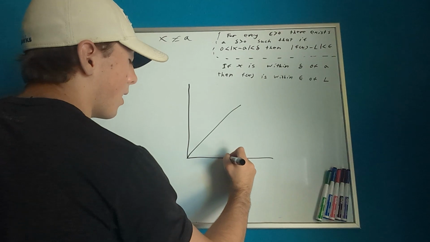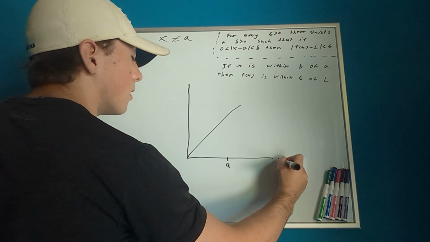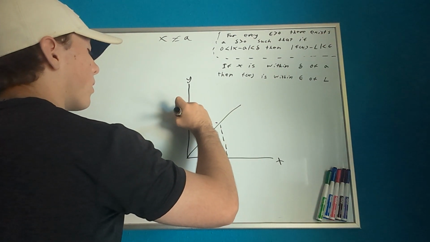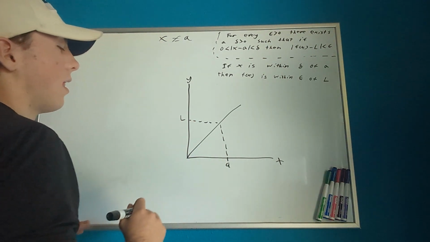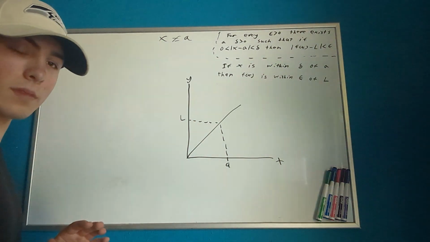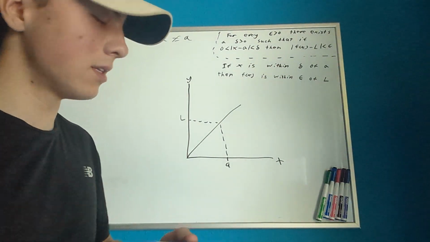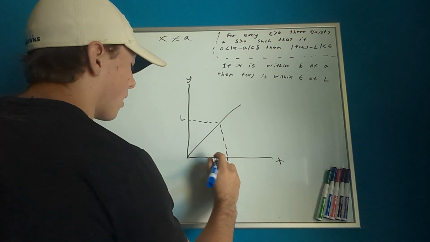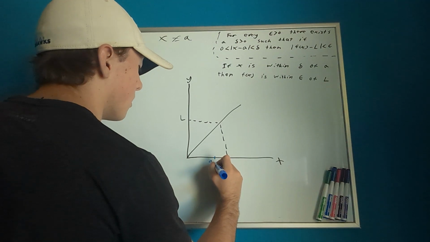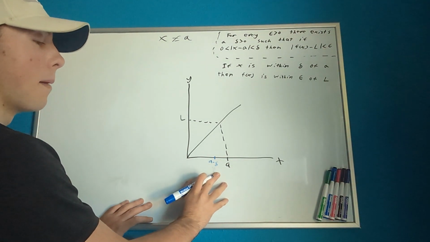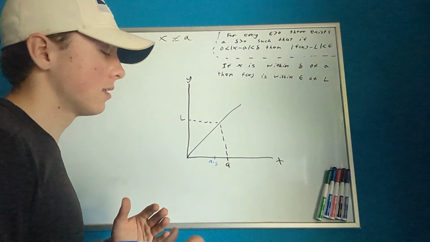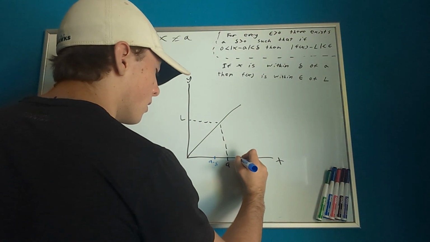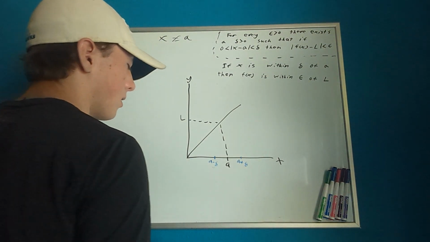So let's say we have a graph and we have a point A, right? Then let's find our point L. We have a point A and we have a point L, okay? Then let's pick a delta, all right? So over here is going to be a minus delta. So this is the a value minus some small number delta. Delta and epsilon are just small numbers, all right? Then we have a plus delta.